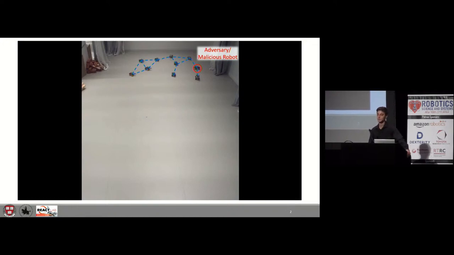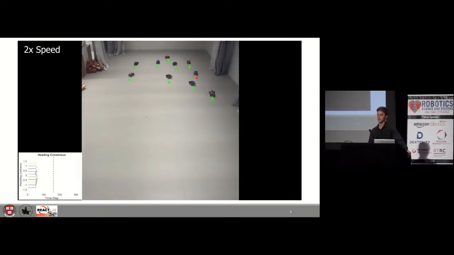We'll assume that malicious robots can only perform attacks on information, but still follow the other objectives of the team, so as to not be easily detected. As a motivating example, we show what a successful attack can look like. The arrows below the robots here correspond to the heading direction that they share with the rest of the team. As the robots start to move, they begin a linear consensus protocol, as shown by the plot on the left, and eventually converge on a heading value.